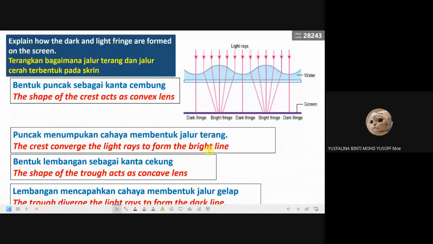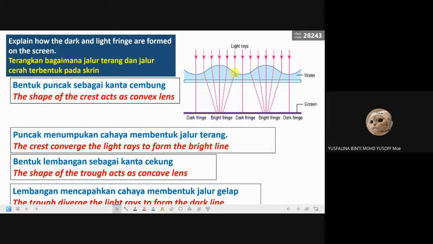Let's see, it says here, explain how the dark and the light fringes are formed on the screen. This is the crest, this is the trough, this is the water wave. There are dark and bright fringes, so how can this be produced? This is the crest part, which looks like a convex lens. The convex lens converges all the light rays to one point, and that forms the bright fringe.